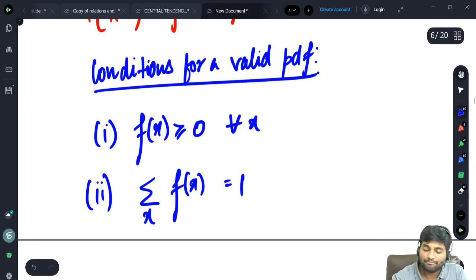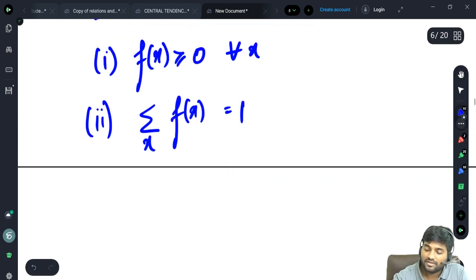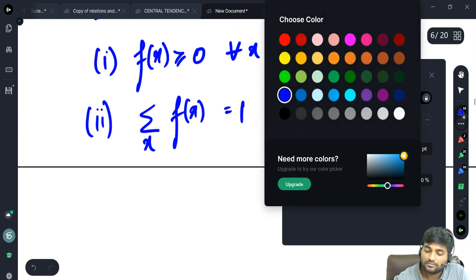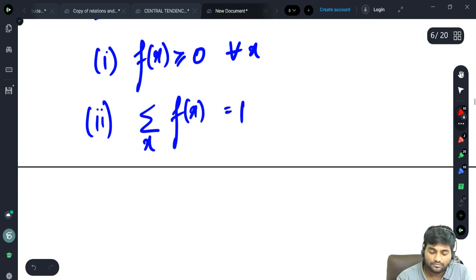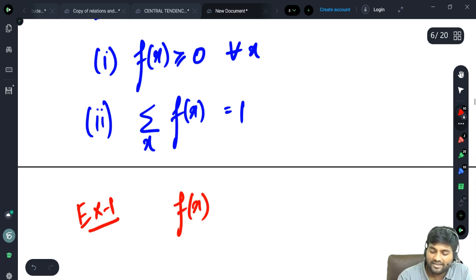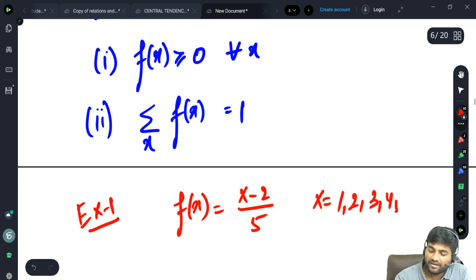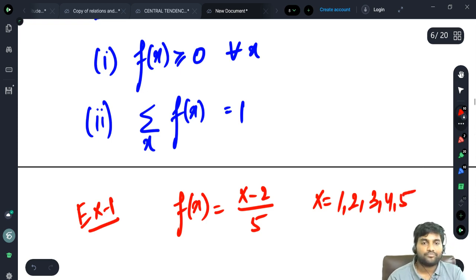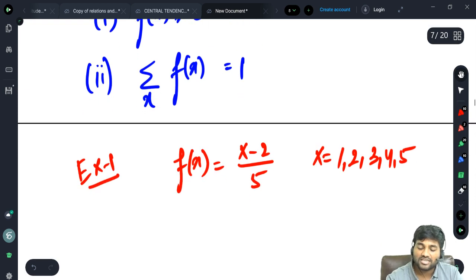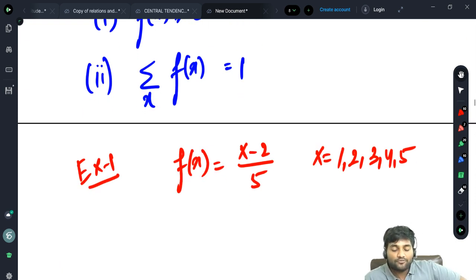Now I'm giving you some examples. Example 1. f(x) is equal to (x minus 2) by 5, x is taking the value 1, 2, 3, 4, 5. Just start by putting the value. When you put 1, f(x) is taking a negative value. So it is not a valid PDF.